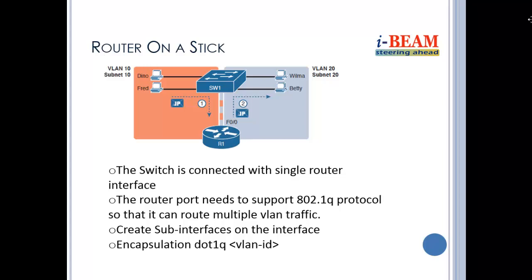It is impossible to have multiple physical interface ports. If we have 100 VLANs, we will not be able to have 100 physical ports on the router. So how would you do inter-VLAN routing? To do this, the router needs to support the 802.1Q protocol so that it can route multiple VLAN traffic, and we can create sub-interfaces on the interface. We need to do encapsulation with 802.1Q and specify the specific VLAN ID on the sub-interface.